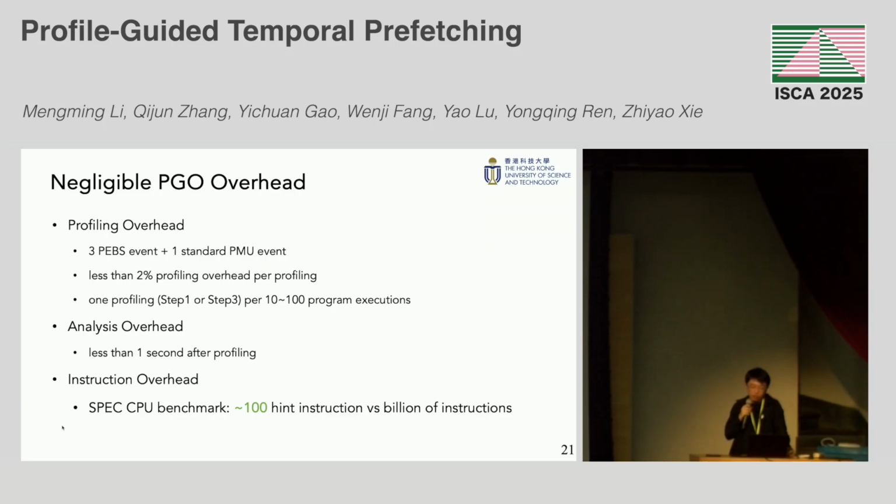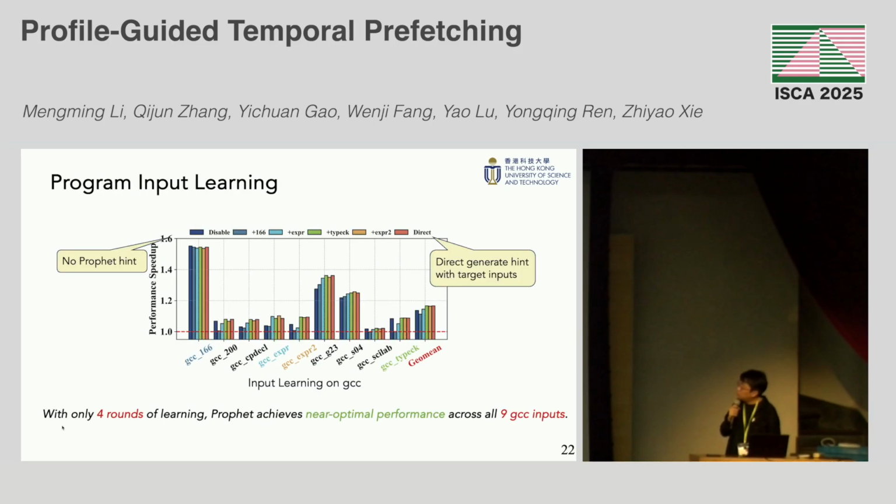Furthermore, we only profile the program once for 10 to 100 program executions. For the analysis overhead, Prophet only requires less than 1 second to handle the collected counters and generate hints. Finally, for the instruction overhead, Prophet introduced about 100 hint instructions. Compared to the billions of instructions in the SPEC CPU benchmark, these introduced hint instructions are negligible.